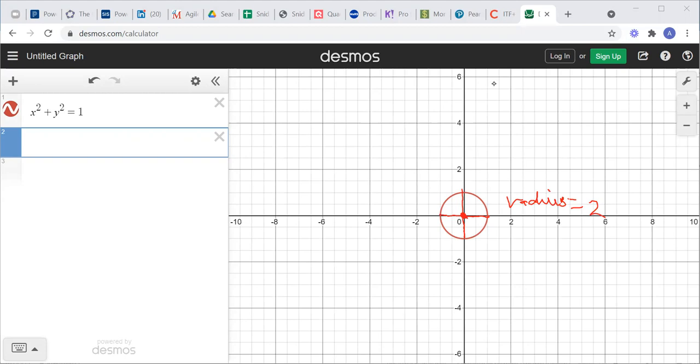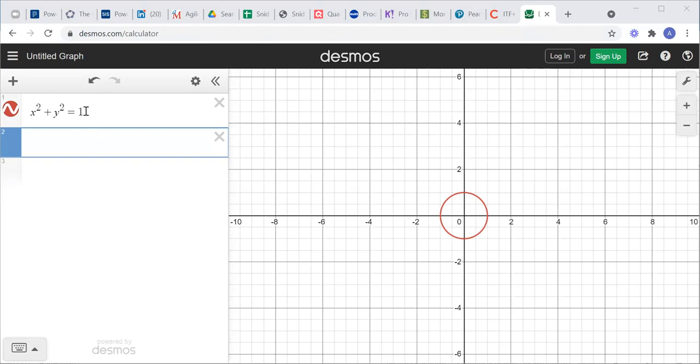And wouldn't that be 1? Oh, sorry, that's true, because this is 2 here, so that would be 1. My mistake was that I was thinking this is 1, 2, and then 3, 4. Thank you for calling my attention to that. So here the radius is going to be 1.